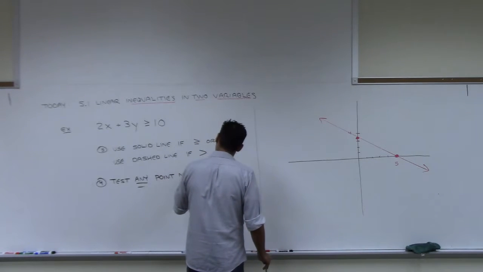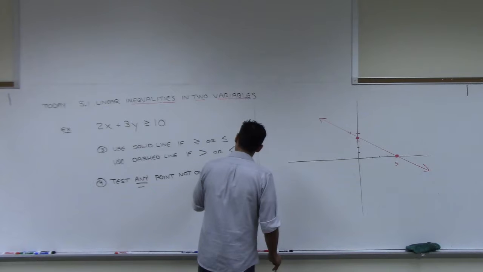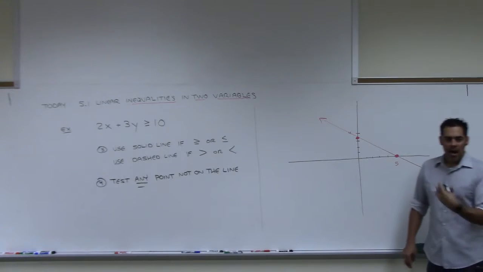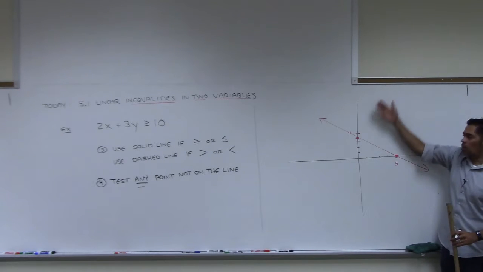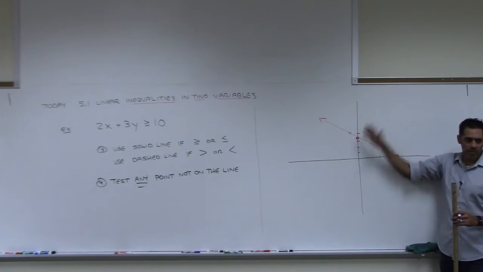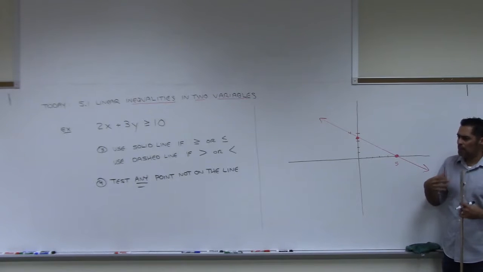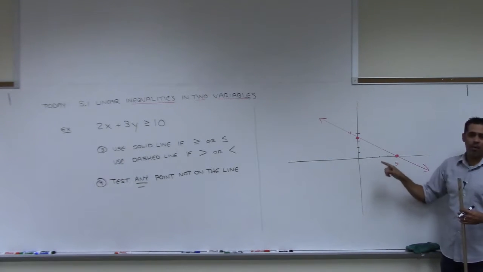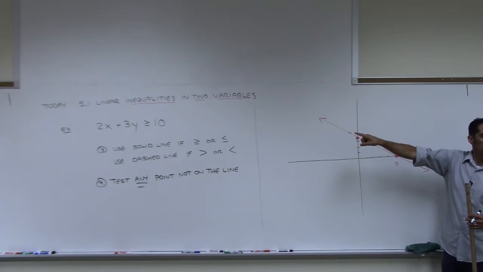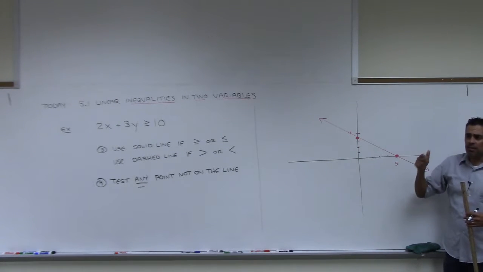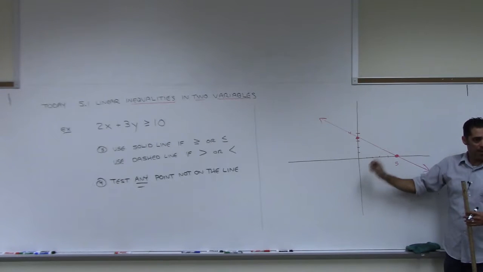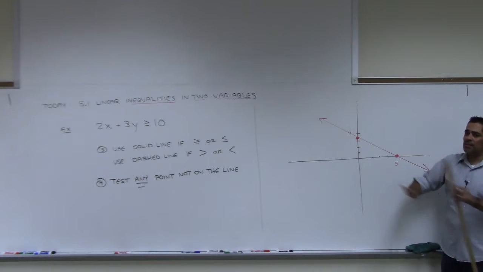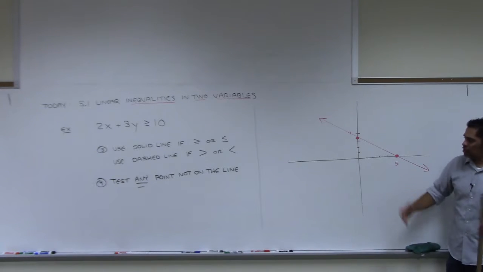not on the line. And what I mean by that is this. I know that it's either everything above it or everything below it. It's got to be one or the other. So what I'm going to do is I'm going to pick a point right now that's not on this line, and I'm going to check that point in the original problem. If it turns out to be true, then that point is part of our solution. If that point does not turn out to be true, then it's not part of our solution. So let's try a point.